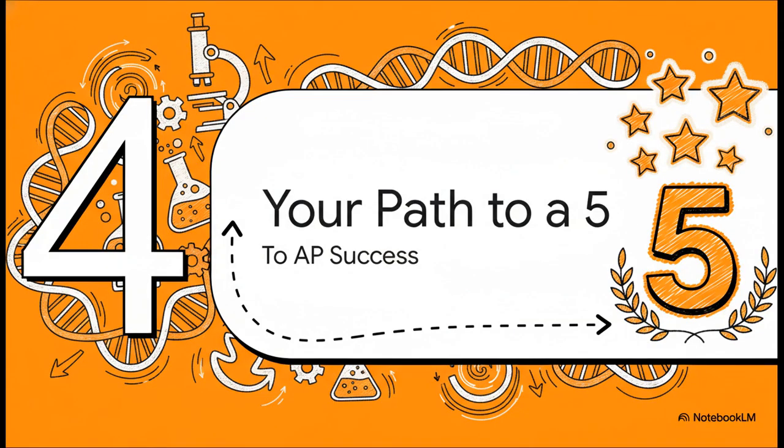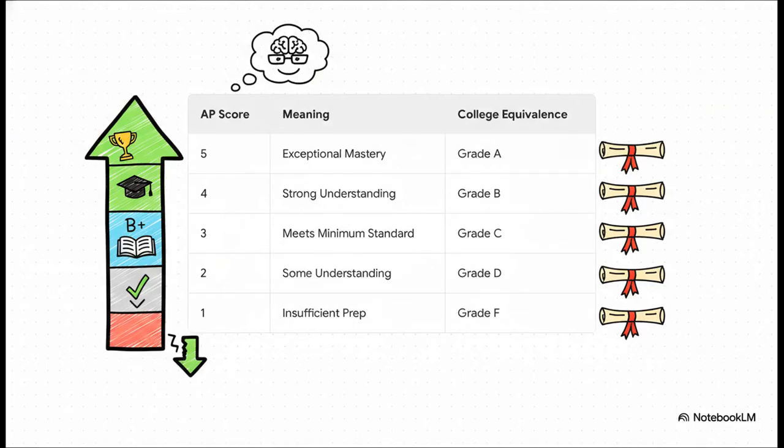All right, so you've got this number, this composite score. In our example, it was 89. But what on earth does that mean? Let's translate that into the 1 to 5 score that you actually care about. So, the College Board takes your composite score and converts it into one of these 5 numbers. A 5 basically means you ace the equivalent college course. A 4 is like a B, a 3 is a C. And that 3 is usually the magic number for getting college credit.